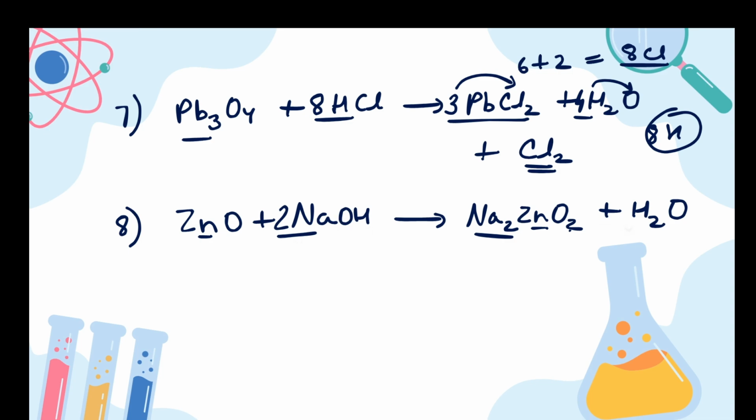Hydrogen is 2. Hydrogen is 2. So every time see each and every element so that you don't make mistakes, and balancing will come with practice only. So you need to balance a few reactions every day in order to become perfect in balancing.